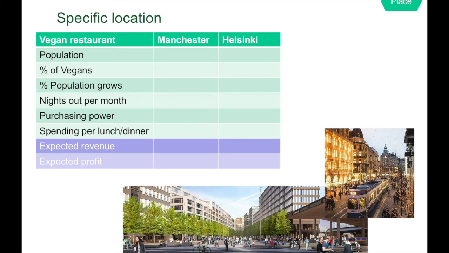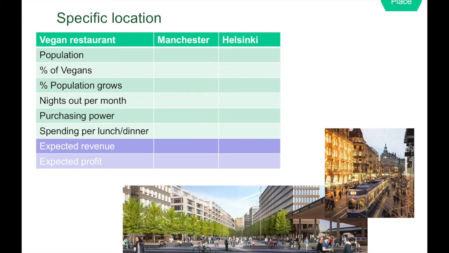Specific locations. So now we're moving to the next topic, that's the place. And very obviously, if you look at cities, for instance, different cities are very attractive for different types of customers.